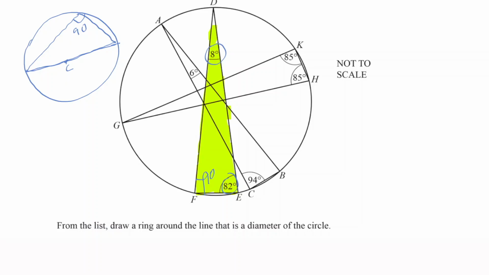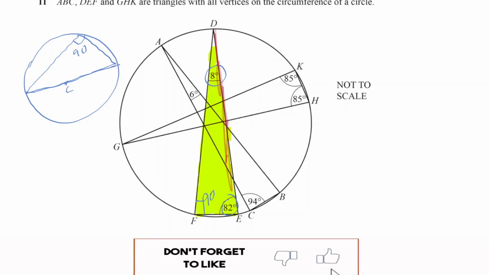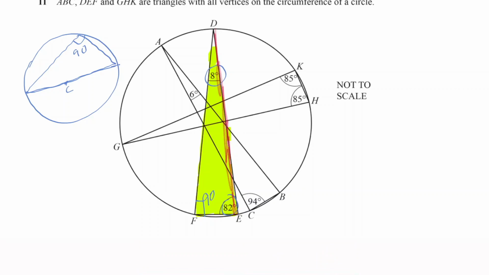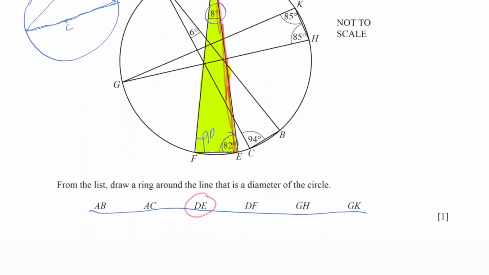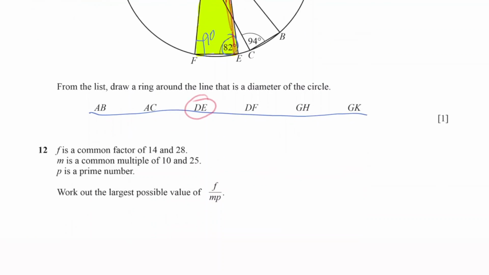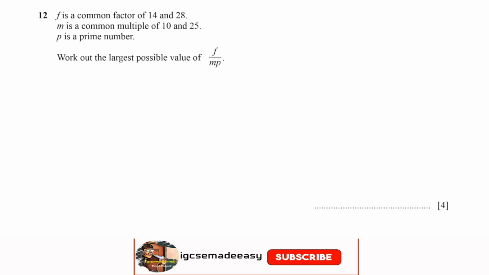So what is the diameter now? The diameter is this one. This line I am not able to draw properly, but this is the diameter line. Only then is the angle made in a diameter 90. So the diameter is DE, the red line. So we have to ring that one. So let's do the next question.